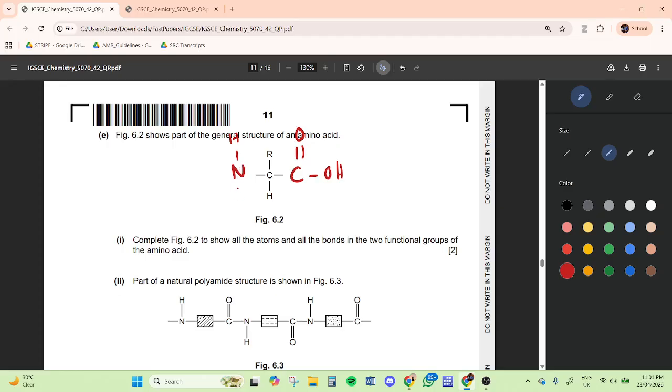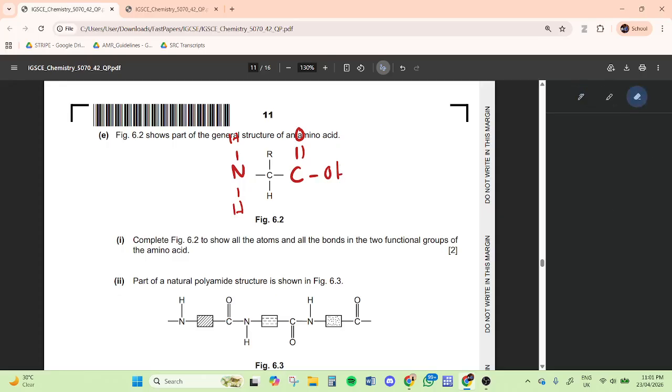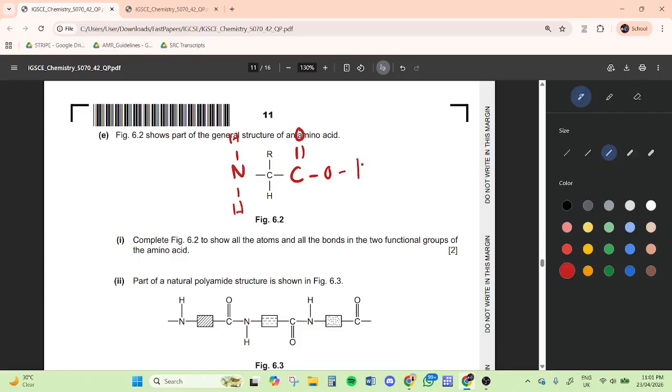NH2. Once you do that, that's a very easy mark to get. Because it's a displayed formula, remember you have to show all the bonds. So my bad, I kind of messed up over here. H, there we go, much better.